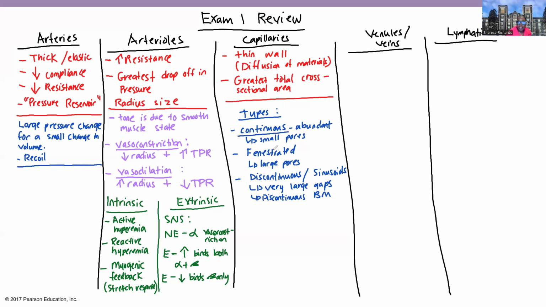So know your three types of capillaries. We also talked about examples in some instances. Continuous is the most abundant. Fenestrated, we talked about in parts of the kidneys, parts of your endocrine glands, like your thyroid, your pituitary, and then discontinuous, mainly the liver for discontinuous.